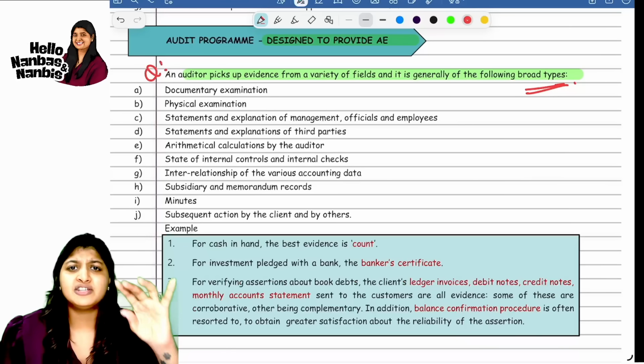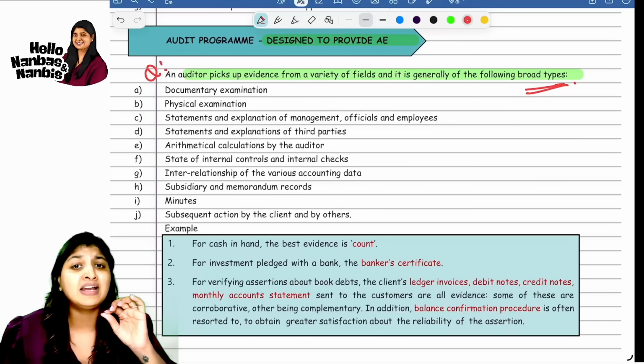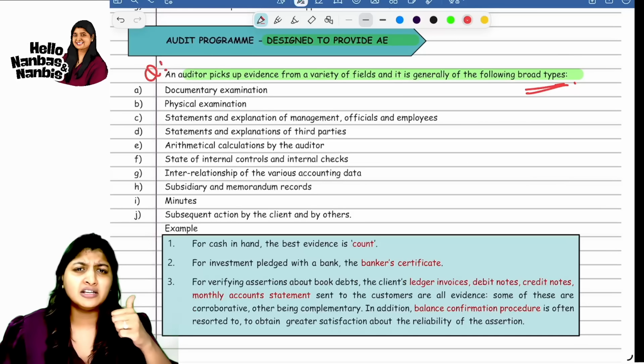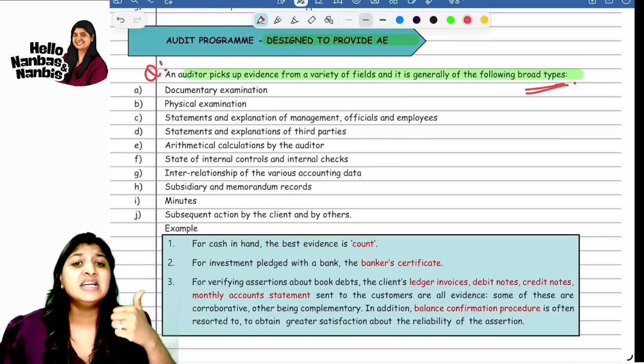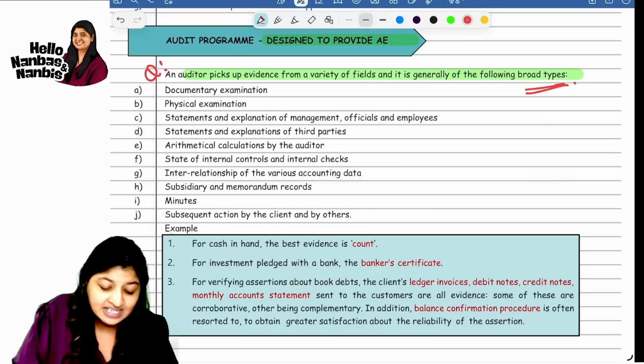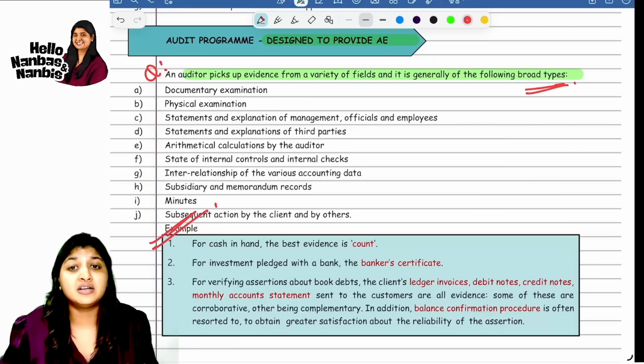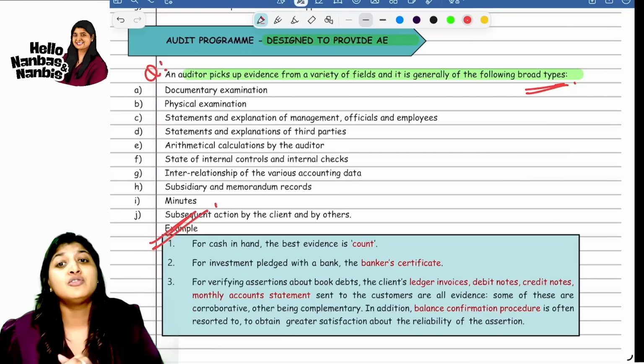Documentary, physical examination, statements and explanation of management, statement and explanation of third party, arithmetical accuracy, state of internal control, interrelationship, subsidiary memorandum records, minutes and subsequent action by client. This example also they can ask a question. For cash in hand, what is the best evidence? You have to write count.